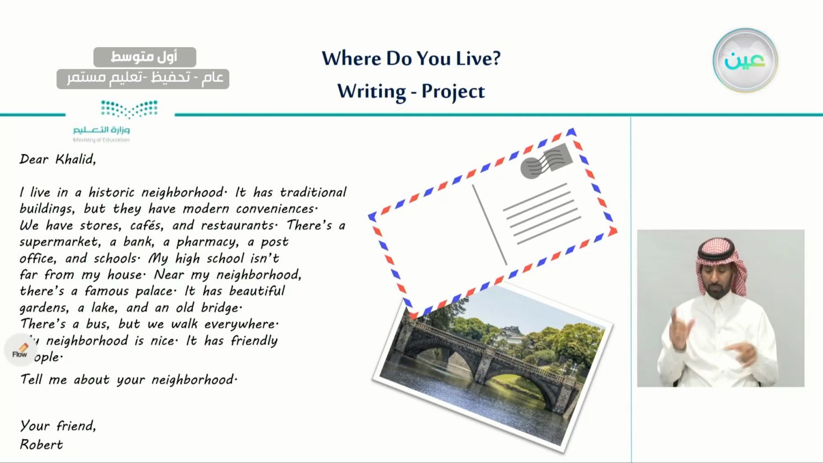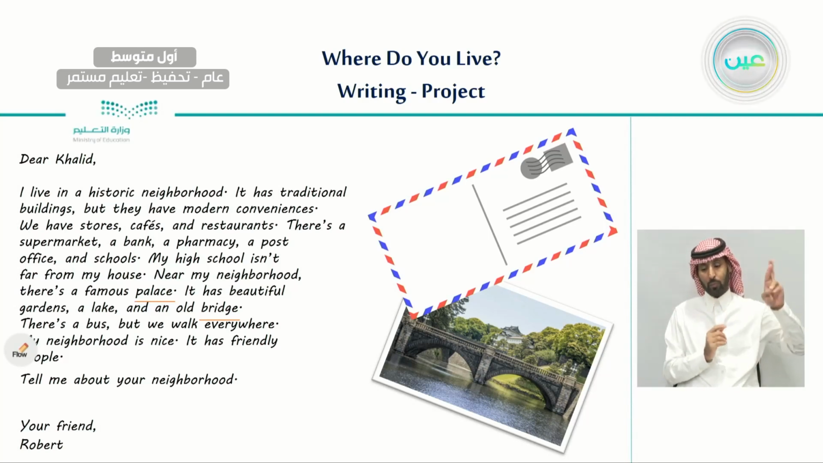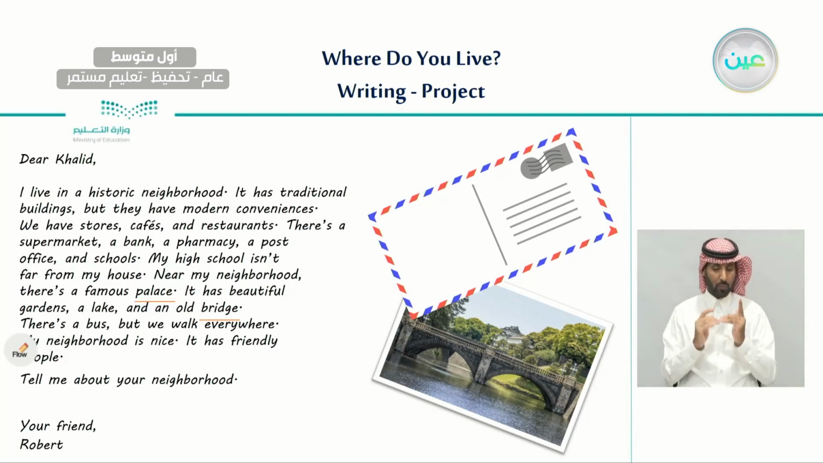So this is the gist of Robert's letter. But here we find out two interesting terms. The first one is palace. What do you mean by palace? And the other one is bridge. So here we have two interesting words. The first one is palace. The second one is bridge. Let's find out in more detail what these two words mean.